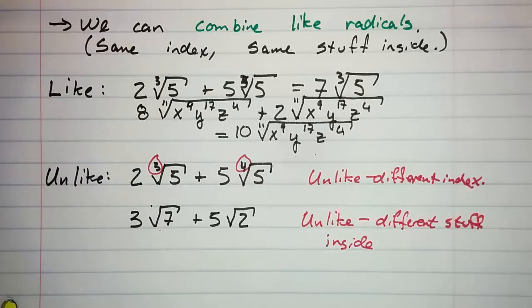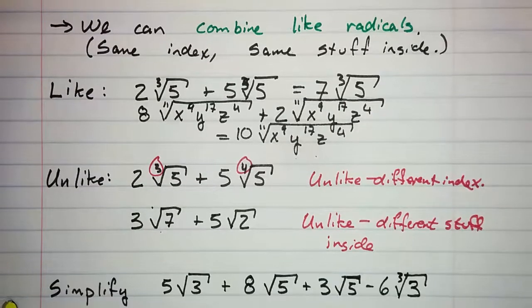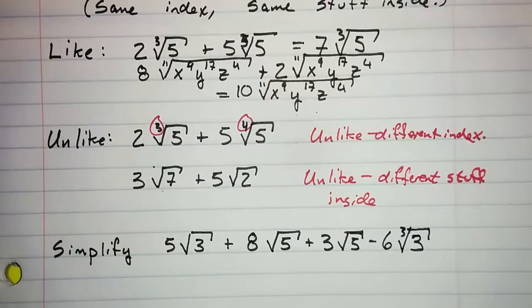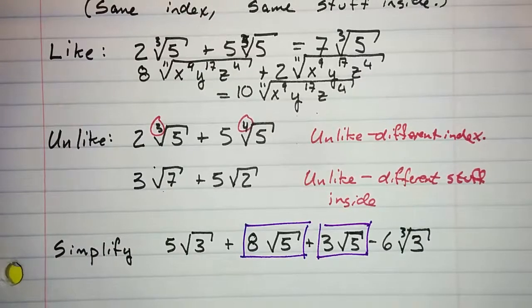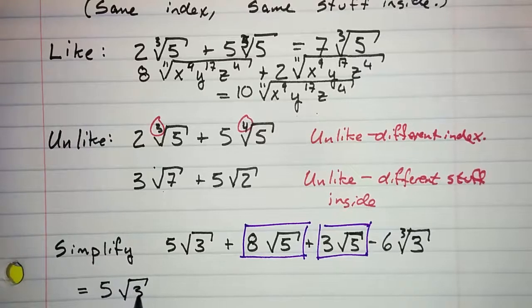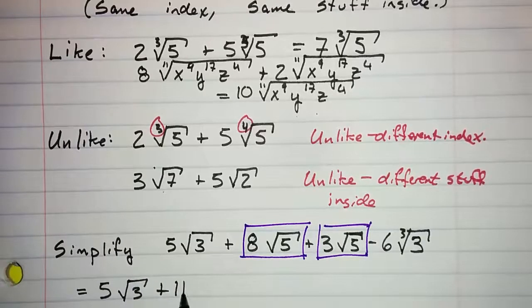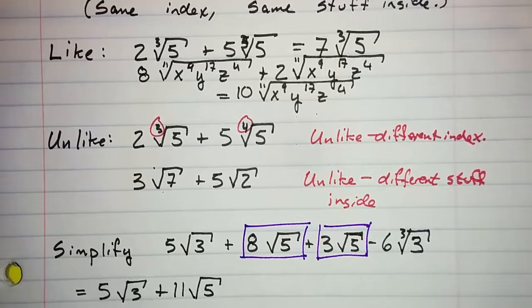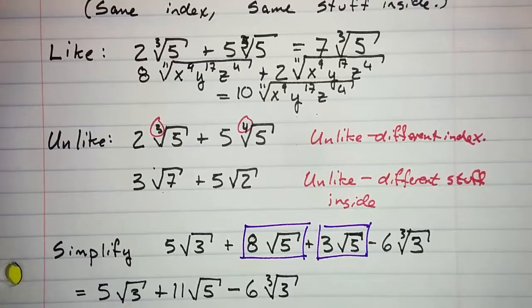Right, so let's say I told you to simplify this expression. Well, I see that the only terms with like radicals are these two. So I can combine those. 5 square root 3 has a different radical than 6 cube root 3. So I get 5 square root 3 plus 8 plus 3 is 11 square root 5 minus 6 cube root 3. And that's it.